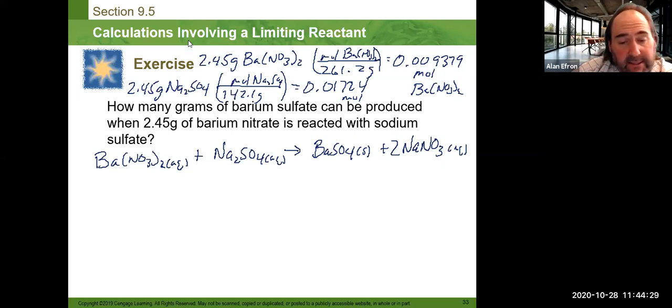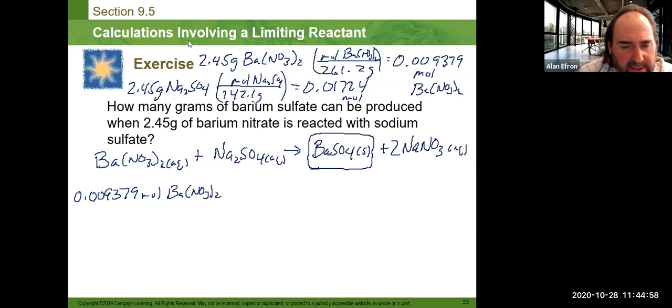At this point, we're again just going to do 2 separate calculations to figure out how much product each of them produce. And in this case, since there are multiple products, we're interested here in our barium sulfate. So we're just going to do 2 individual calculations to figure out how much barium sulfate each of those will produce. So if we start with our barium nitrate, we had 0.009379 moles of barium nitrate. Going to the equation, we can see that it is a 1-to-1 relationship, so that makes it pretty easy. 1 mole of barium sulfate to 1 mole of barium nitrate.